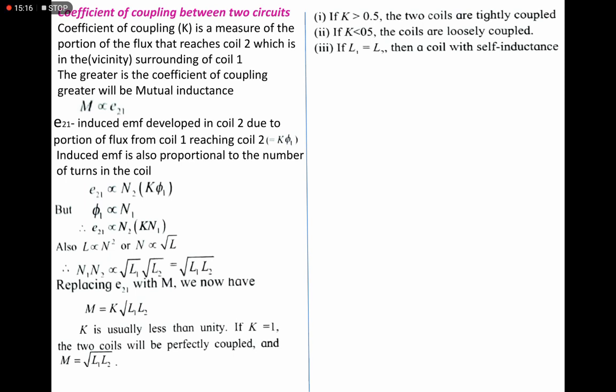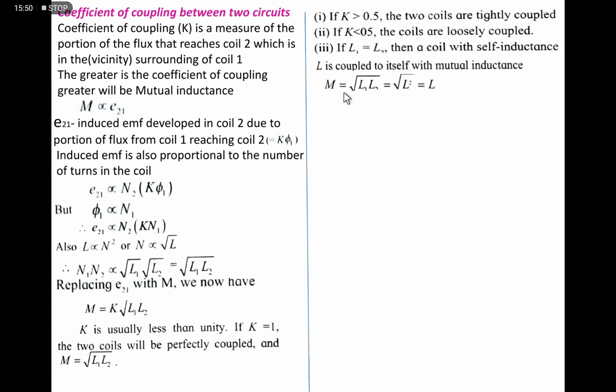If K is less than 0.5, the coils are loosely coupled. If the self inductance L1 in coil 1 is equal to the self inductance in coil 2, then the self inductance of the two coils will be the same, L, coupled with mutual inductance, as we just studied.